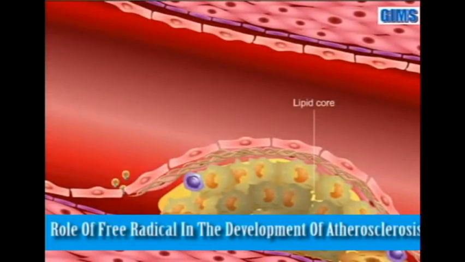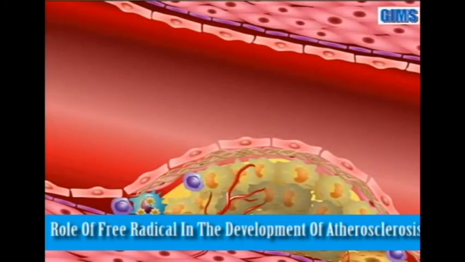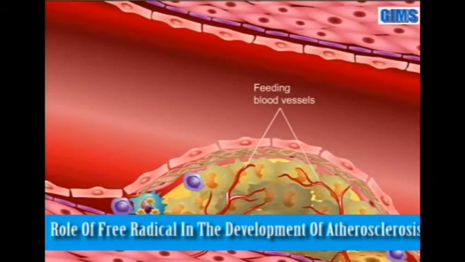The lipid core is soft due to the accumulation of free cholesterol from the necrotic foam cells. Active infiltration of oxidized LDL, monocytes and T lymphocytes into the intima takes place at the edges, the shoulders of the plaque, where the fibrous cap is not well developed. Small feeding blood vessels grow into the plaque.